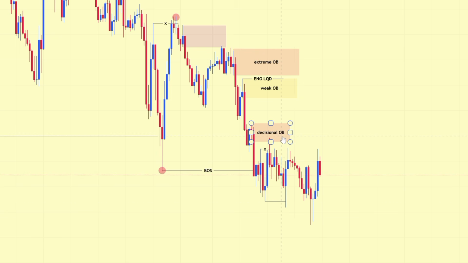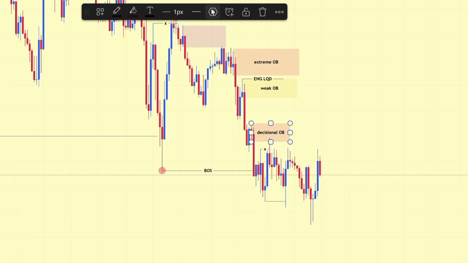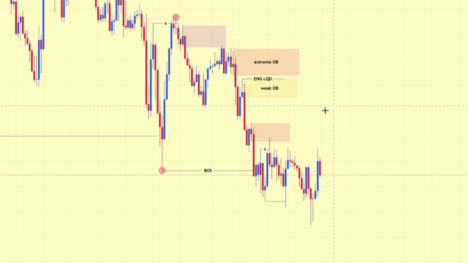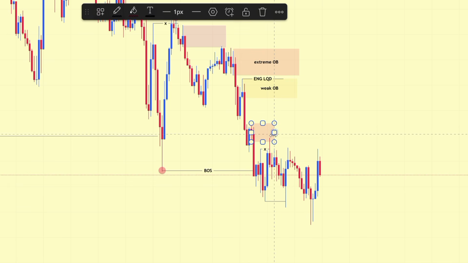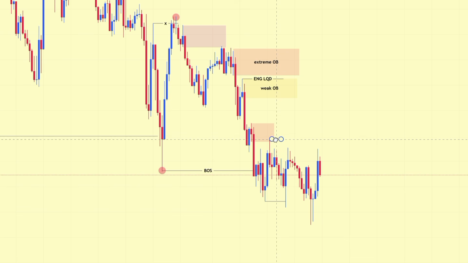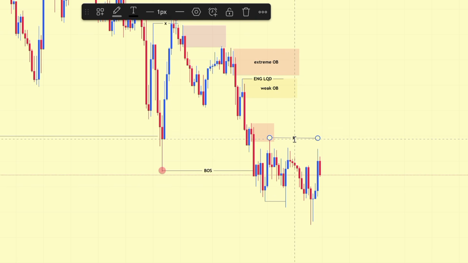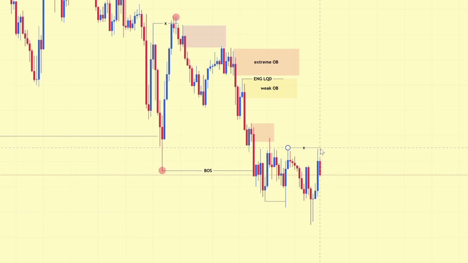So what does this mean? This means that in this case, the decision is already mitigated, and this one here shifts to this one. So this major inducement shifts to that, of which now it's no longer that one, but this one here, because price created another low below there. And so that becomes our major inducement.